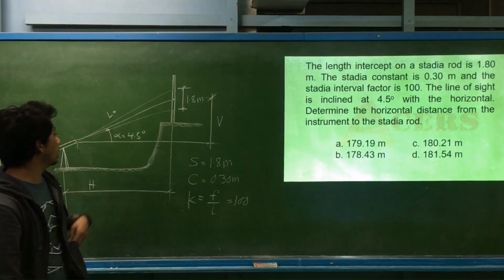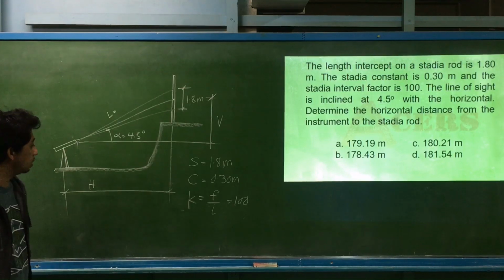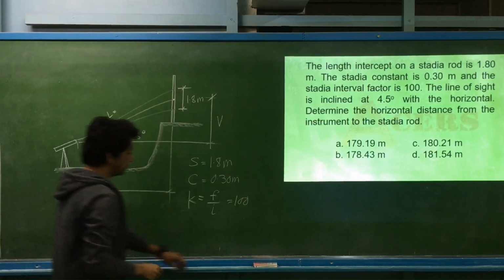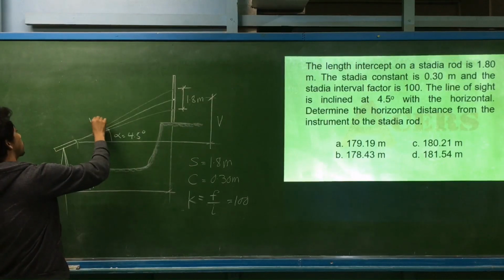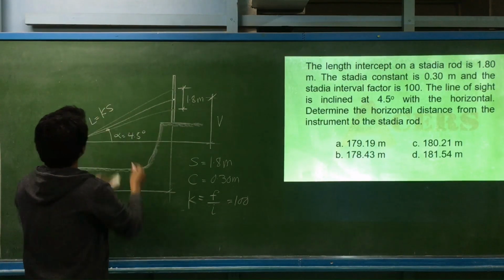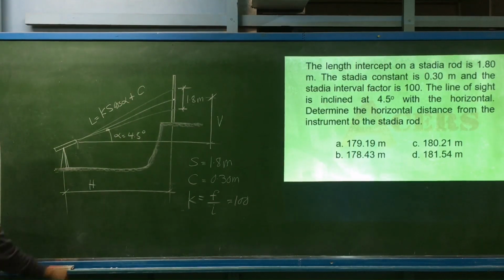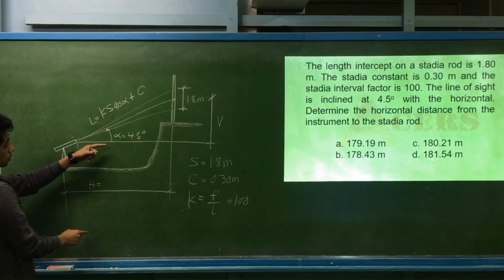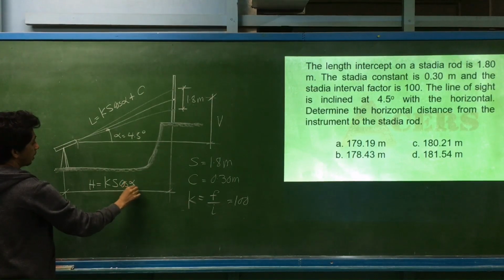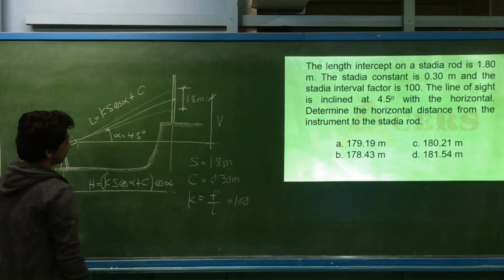Okay, so the line of sight is inclined at alpha 4.5 degrees with the horizontal. Determine the horizontal distance from the instrument to the stadia rod. So this is H. So the actual distance from the instrument towards the rod, by formula sa tachyometry, we have that distance equal to K times the stadia intercept S, times the cosine of alpha, plus the stadia constant C. So kung gusto natin kunin yung horizontal distance H, gamitin lang natin yung cosine ng distance na to, that is the same as K S cosine of alpha plus C, multiplied by cosine of alpha. Yan. So cosine lang naman yan.